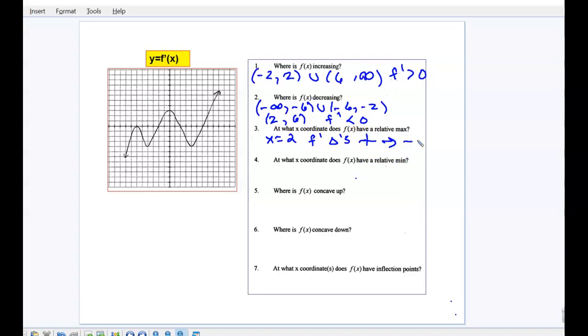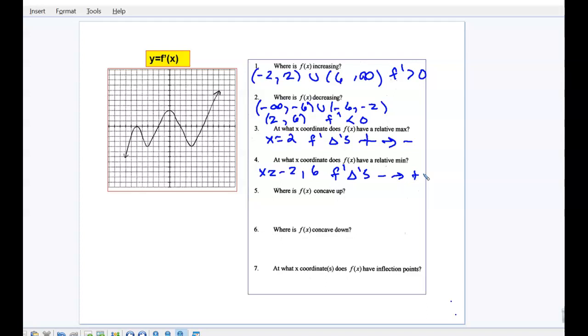Okay, and at what x coordinates do we have a relative min in our function? Well, that's going to be where the derivative goes from negative to positive. So that would be at x equals -2 and at x equals 6. That's where f prime changes from negative to positive.